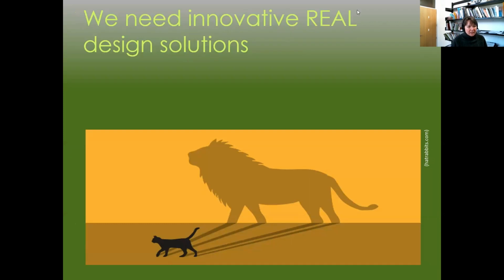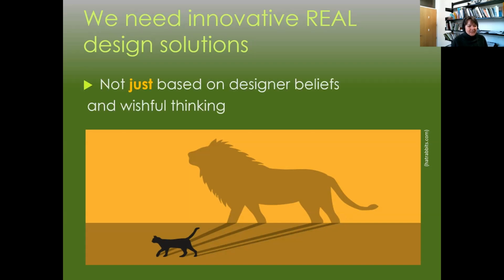We need innovative but real design solutions, ones that address the problem. But right now I think we're like that little black cat there pretending it's this big lion, that we are these leaders of healthy environment design. And in fact, we're not. So that's the kind of thing we want to avoid. We want to base our designs not just on our beliefs and wishful thinking, which I think is what we're doing right now. We're thinking if we use words like sustainability that it's actually happening on the page, but it isn't.